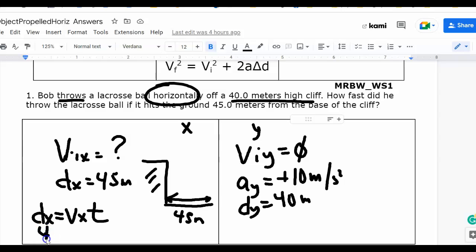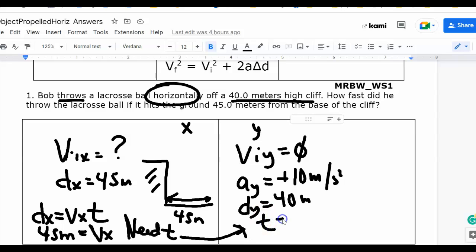Wait a second. 45 meters equals, how could I find Vx? You know what I realized? I need t. Where might I get t from, girls? Where do I go to get t? Let's write: need t. So let's go over here. That's one thing that can go on both sides. Time can go on both sides because really it's neither an x nor a y. All right, so t equals question mark.